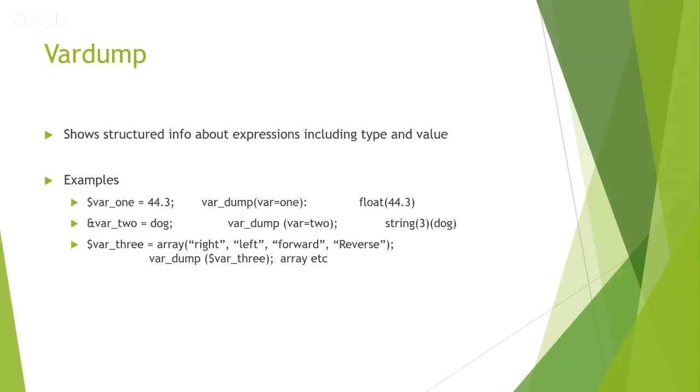Then for variable 2, which is dog, it prints that it's a string and the length of the string. That's very interesting. So dog being 3 characters long. Then variable 3, when that is printed, it takes the options of the variable, right, left, forward, and reverse, says what position they are in the array, 0, 1, 2, or 3, and then also prints the length of each of the options.